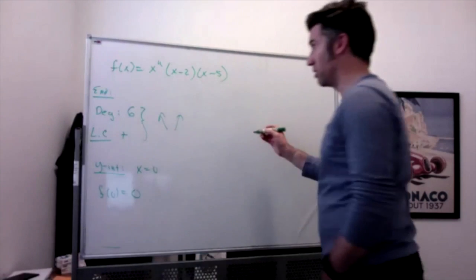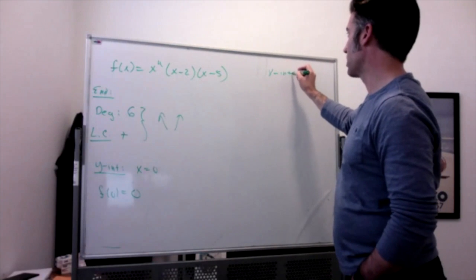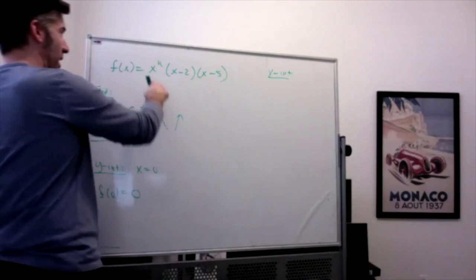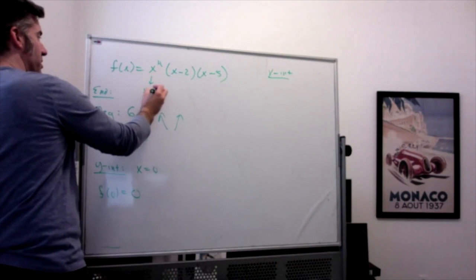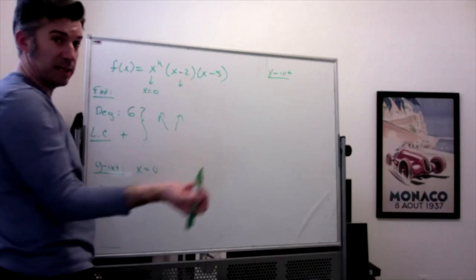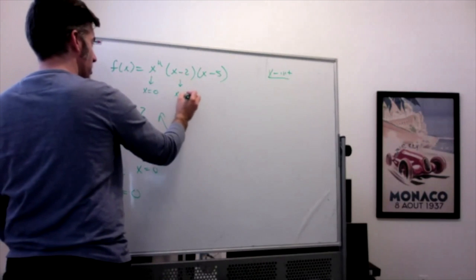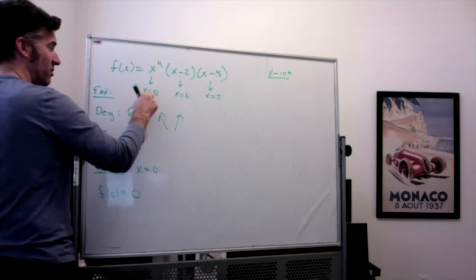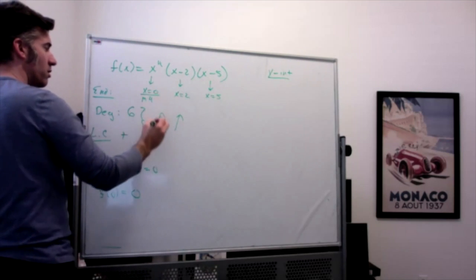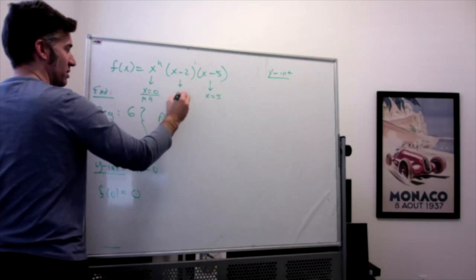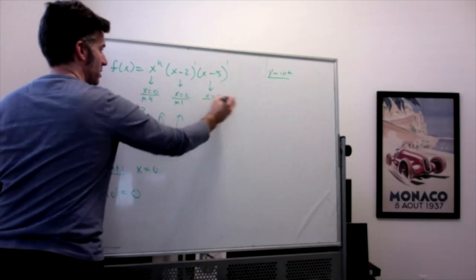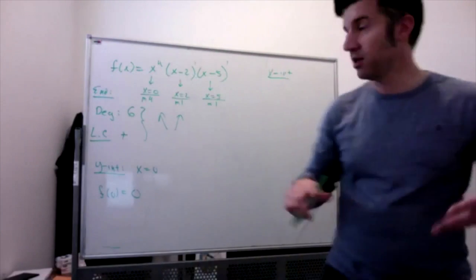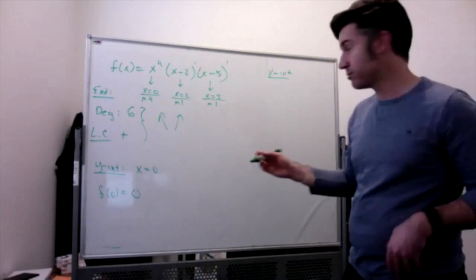X-intercepts, this is where we need to be a little more careful. So the x-intercepts we're going to get by setting each part equal to 0. So this one's going to give us x equal to 0. This one's going to give us x minus 2 equal to 0, which is x equal to 2. This one's going to give us x equal to 5. The multiplicity of this first one is 4. The multiplicity of this one is 1. And the multiplicity of this one is 1. So we know that at 0 we're going to bounce, and at 2 and at 5 we're going to cross.